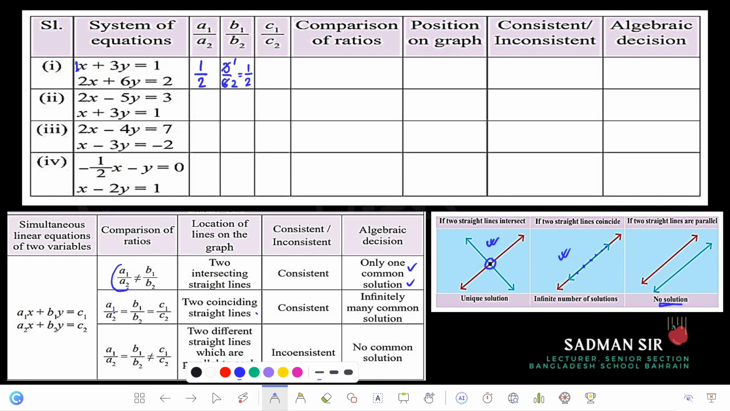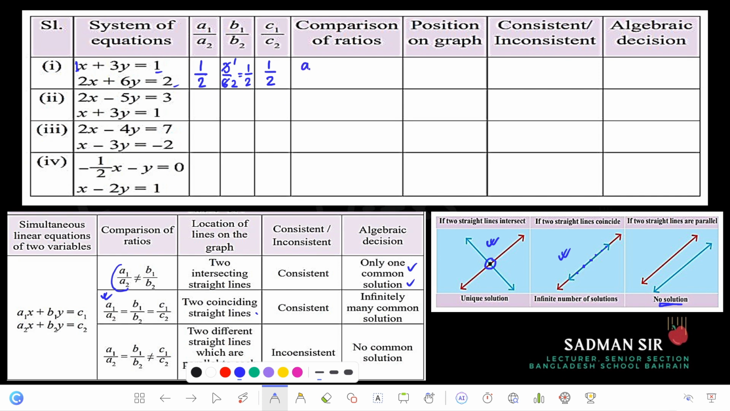When the first two are equal, only then do we check whether the constant terms' ratio is equal or not, right? If the first two are not equal, then we do not check C1 by C2. As here, 1 by 2 and 1 by 2, the first two are equal, so we are going to check whether C1 by C2 is also 1 by 2 or not. Here C1 is 1, C2 is 2, so we will write 1 by 2. Now this is the case of this one, A1 by A2, B1 by B2, C1 by C2. So we are going to write two coinciding straight lines.